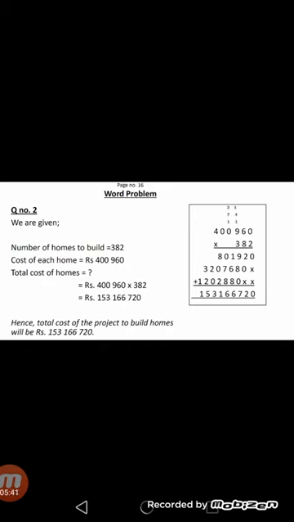So the product of this multiplication is 153,166,720. Hence, this is the total money which is required to build 382 homes, which is 153,166,720.